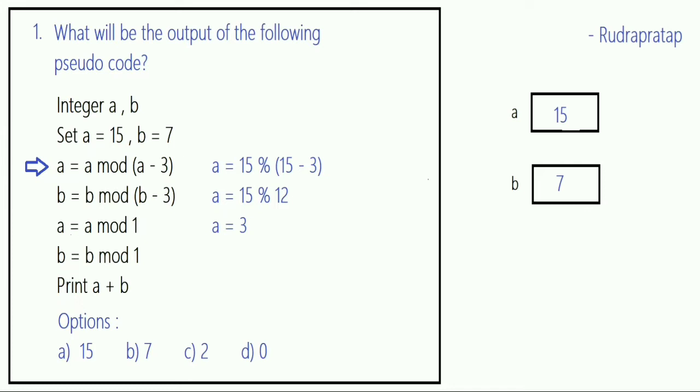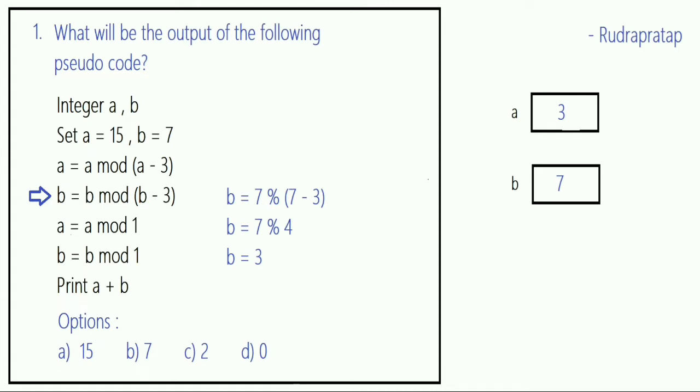First of all we need to solve brackets. So 15 minus 3 is 12. 15 modulo 12, and the modulo operator will give us the remainder, and the remainder is 3. So this 3 is assigned to the variable a. I will assign it on our memory representation. Okay, done. And on the next statement we have b equal to b mod (b minus 3).